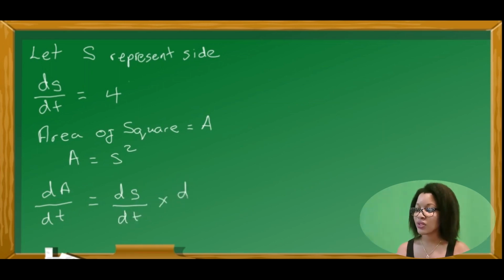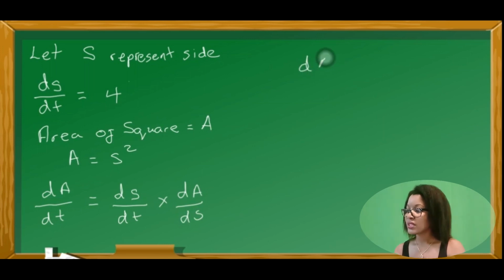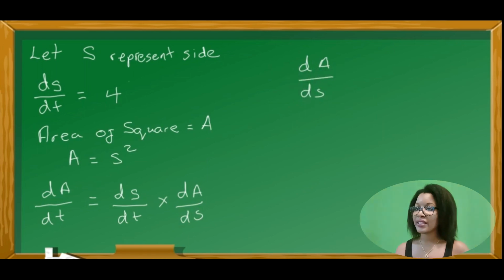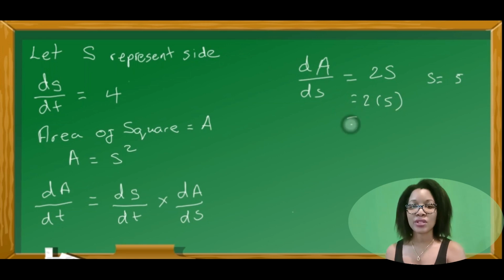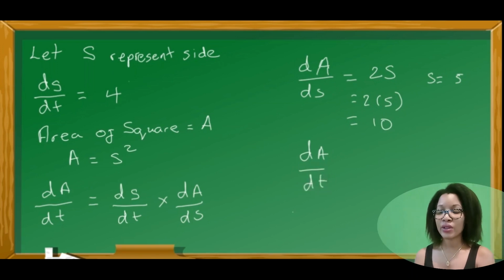So we need to find dA/dt, which is the rate of increase of area. dA/dt will be equal to dS/dt multiplied by dA/dS. We know dS/dt is 4 centimeters per second. dA/dS is the differential of area, which is S squared, which differentiates to 2S with respect to S. Now S is equal to 5, so when we substitute, 2 times 5 is equal to 10. So dA/dt would be 4 multiplied by 10, which is 40 centimeters squared per second.